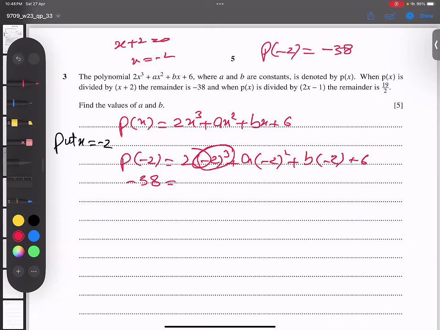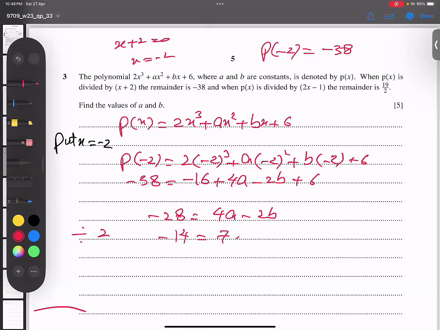this is -8 into 2, -16. And here positive 4a, -2b plus 6. So I can write it simply. -38 is already present, plus 16 and minus 6. I get -28. -28 equals 4a and -2b. If I divide by 2 or you don't divide, no problem at all. Okay, this is clear.